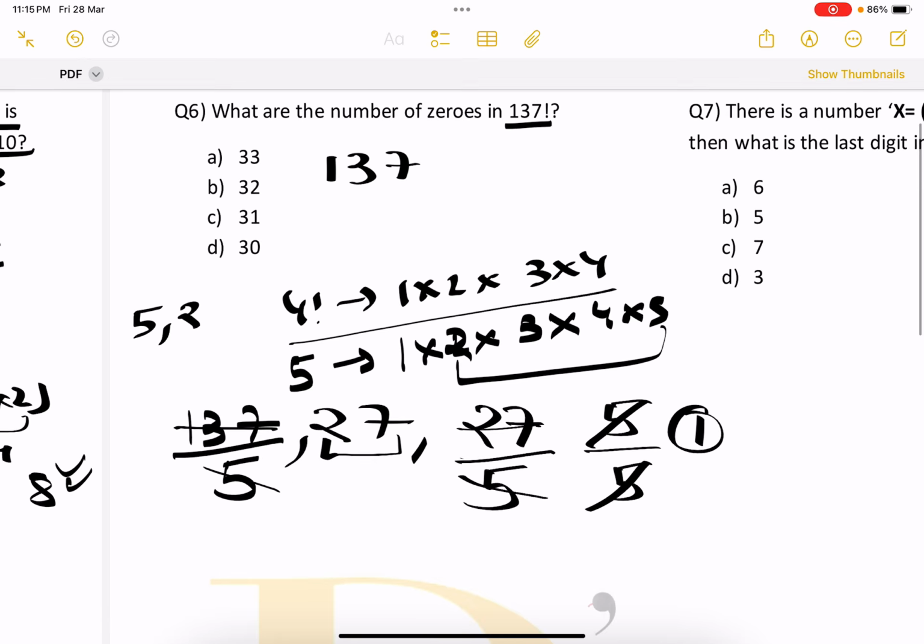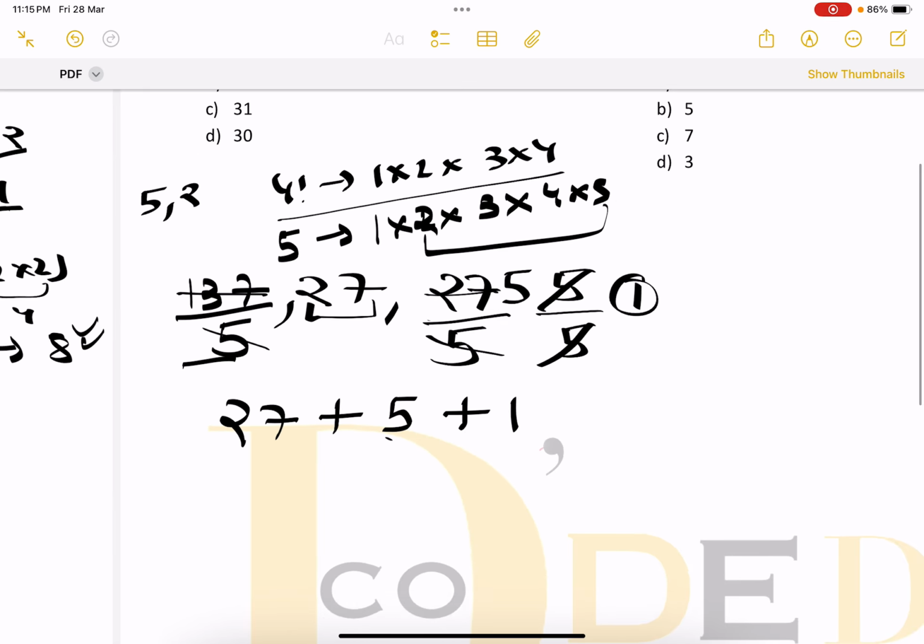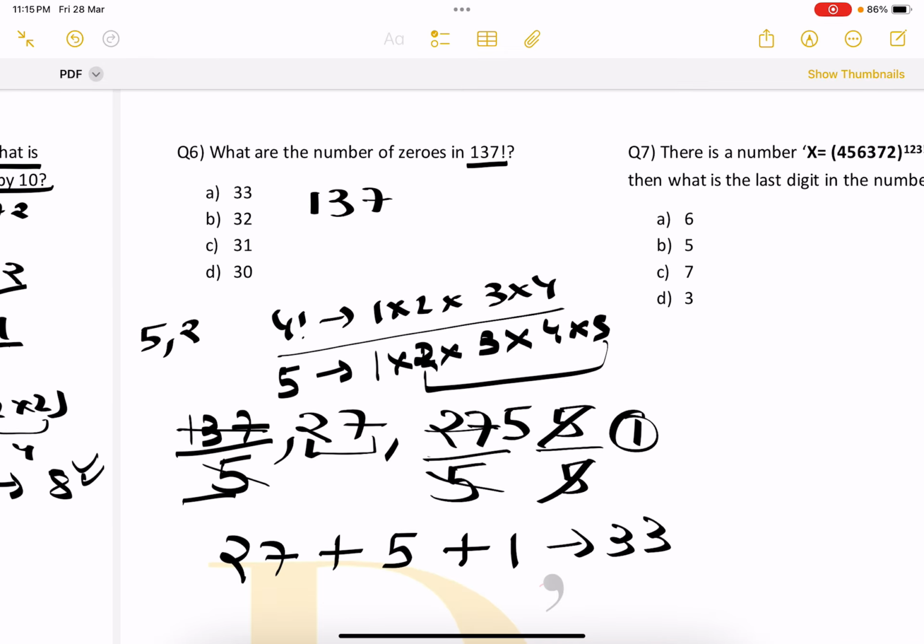Now what we do is, we add the questions which come here. In the first one the question was 27, in another one the question was 5, and in another one the question was 1. So the addition of this would be 27 plus 5 is 32, plus 1 is 33. So your answer is 33.